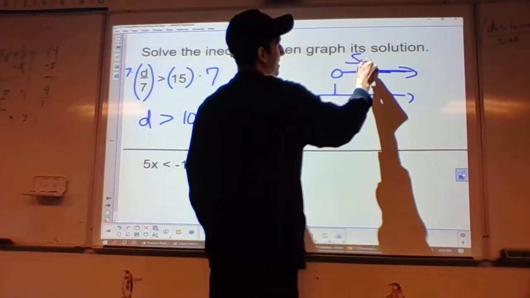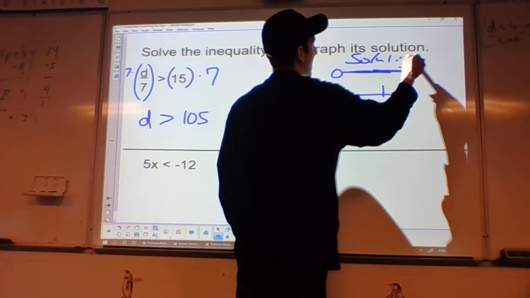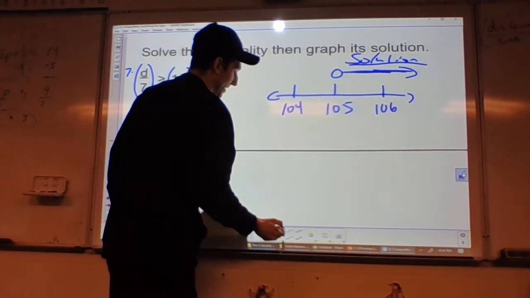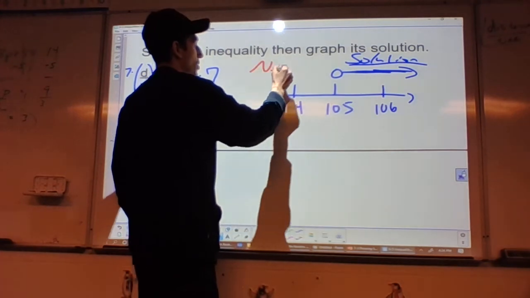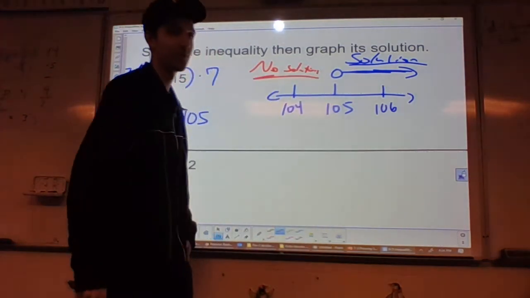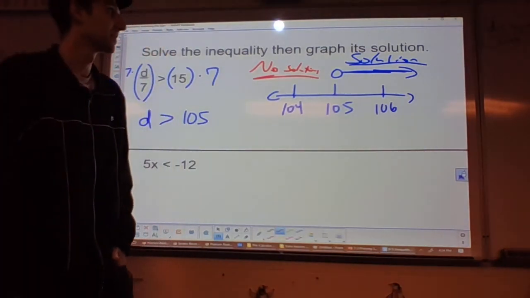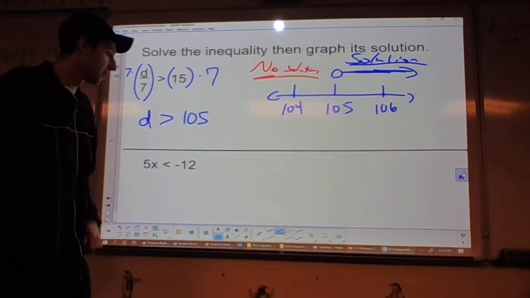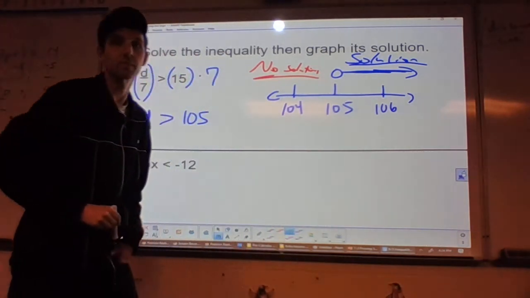So this, in essence, is our solution land here. Over here, this is bad land. No solutions over here, no solutions over on that side. So this represents your solutions; this side doesn't. Okay, let's do another one here.